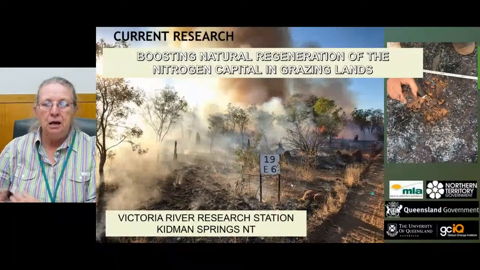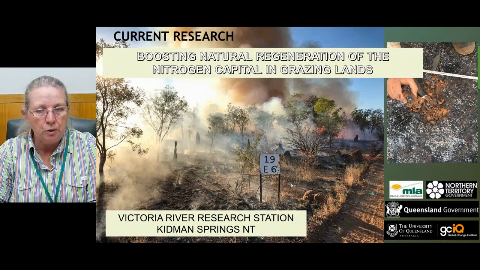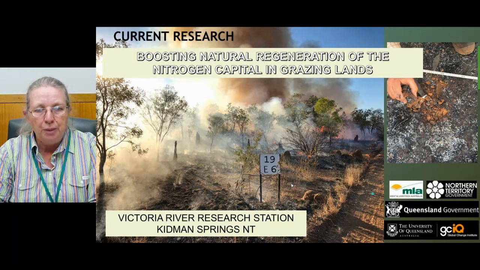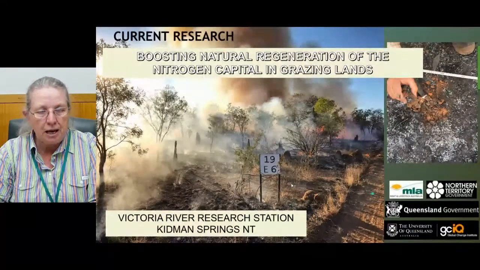So currently, we're involved in research with MLA, Northern Territory Government, Queensland Government, and University of Queensland. The research program is called Boosting Natural Regeneration of the Nitrogen Capital in Grazing Lands. The reason we're looking at this as the nitrogen capital is because many of these cyanobacteria and bacteria that live in the biocrusts fix nitrogen, fix carbon, and photosynthesize, so it's important.